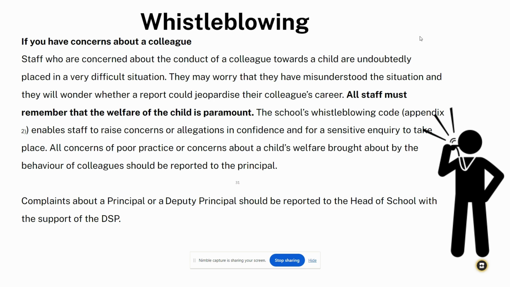If there is a complaint or concern regarding a principal, a deputy principal, or even the designated safeguarding lead, there will also be channels for you to report those, often to the head of the school or to the owner of the school or to the school board. Please check your whistleblowing policy for guidelines on how to do that.